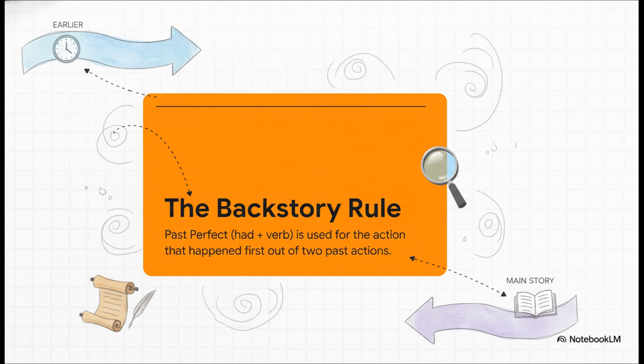It's super simple. Whenever you have two things that happened in the past, you use the past perfect, that's had plus the verb, for the action that happened earlier in time. It's your way of signaling to your audience, hey, listen up, before this main thing I'm telling you about, this other thing had already happened. It's literally the story before the story.